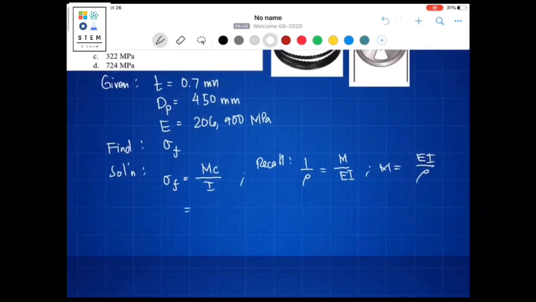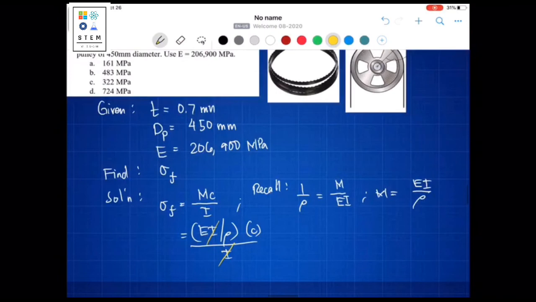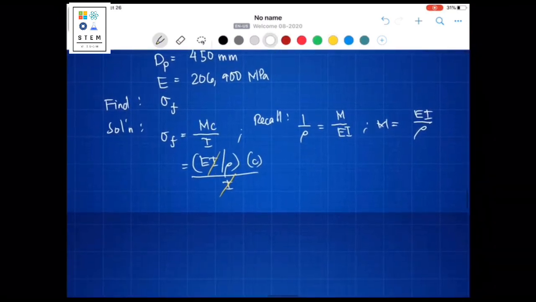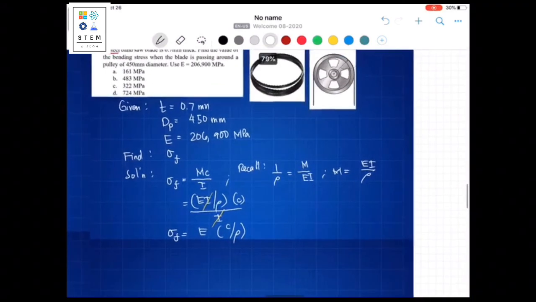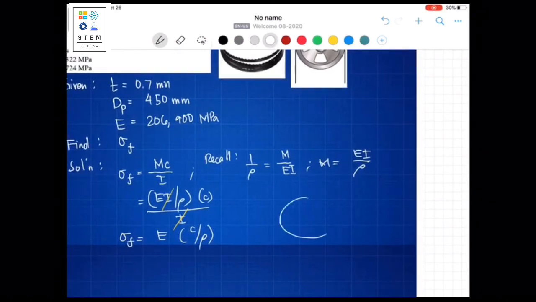So, substitute natin dito sa formula natin, derived formula, EI over curvature times C divided by I. So, mapapansin nyo, pwede natin i-cancel yung I. So, meaning to say, na-eliminate natin yung requirement na nangangailangan ng dimension ng cross-section. Okay, so ibig sabihin, flexural stress is simply E times C over radius of curvature. Okay, so sa case natin, pag drawing natin, parang ganito yung tsura niya. So, meron kang pulley, then may naka-roll. So, exaggerate ko na lang yung thickness ng bandsaw.